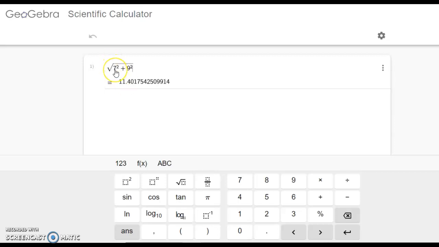Okay, so all you do is you plug in each leg, square each leg, make sure it's addition in between, and make sure the square root goes all the way over. If you type it outside of the square root, it's not going to give you the correct answer.